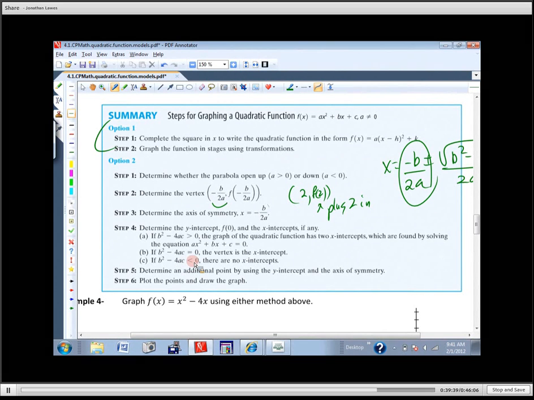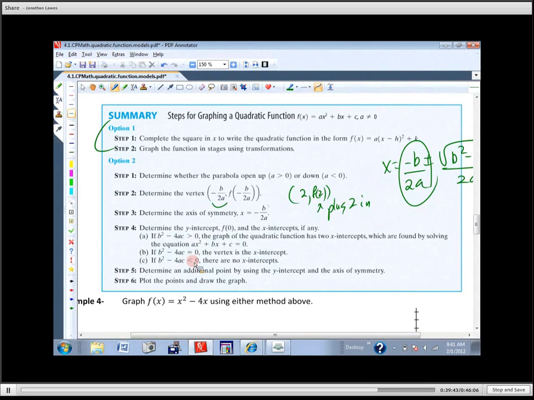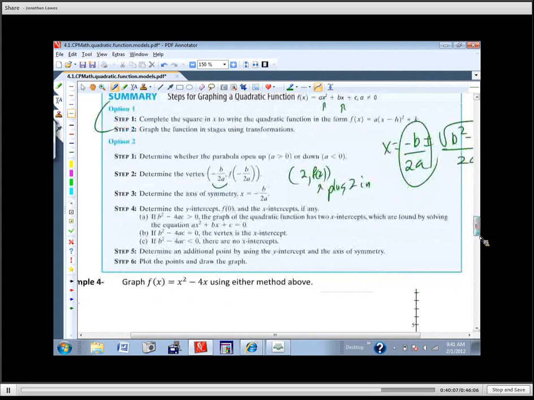So do you plug the 2 into just -b over 2a, or the whole quadratic? The whole quadratic. This was just an example, okay? If we came up with an answer of 2, we'd put a 2 here and a 2 here. I'll do one like this in just a second. So this is a shortcut only if you understand how it works. If you don't understand how it works, stick with the other. All right, so let's do one like that.